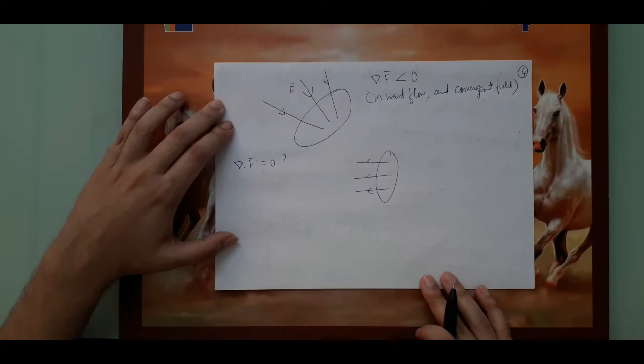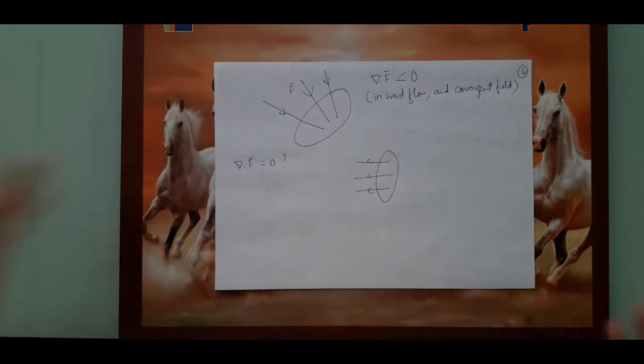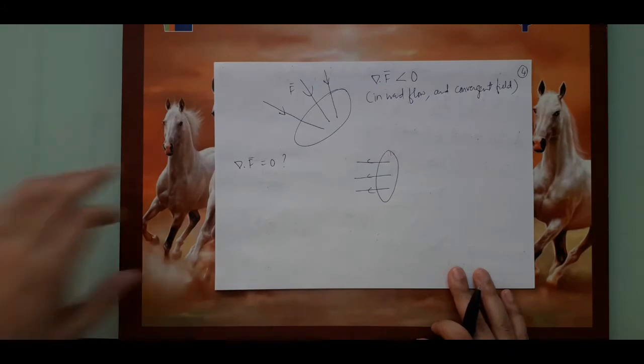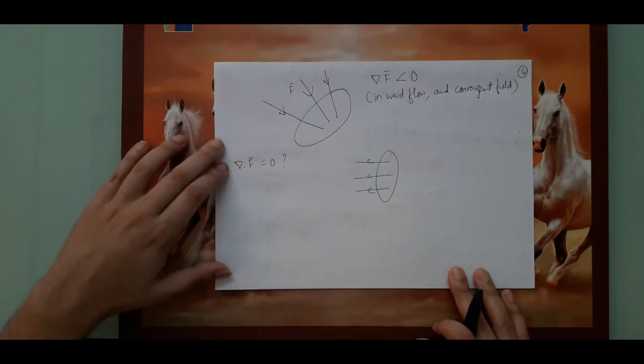In terms of liquids or fluids, divergence is also used as a measure to see whether those liquids or fluids are compressible or not, whether they are expanding or compressing. So this is what is there about divergence.